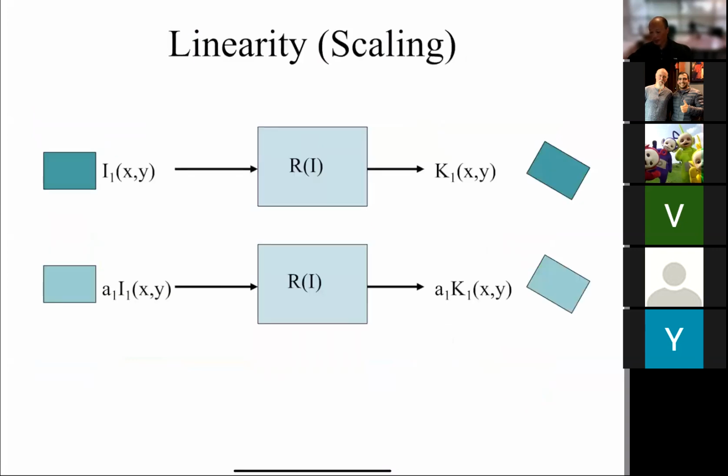The other property it has to satisfy is scaling. Okay, so in this case, if I have an input I1, I put it through my system and I get an output K1. Now if I come along and I scale I1 by A1, then if linearity is satisfied, it means that the output should just be a scaled version of my original output. So then the output must be A1 times K1.